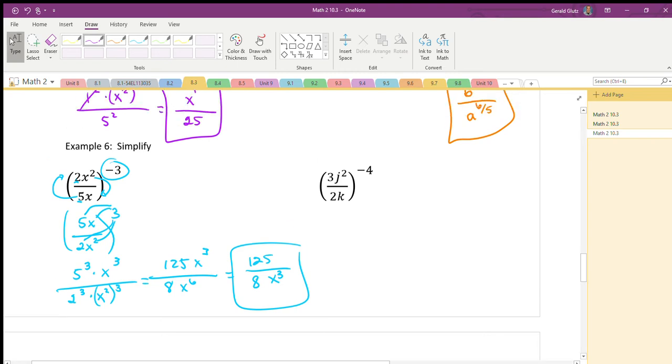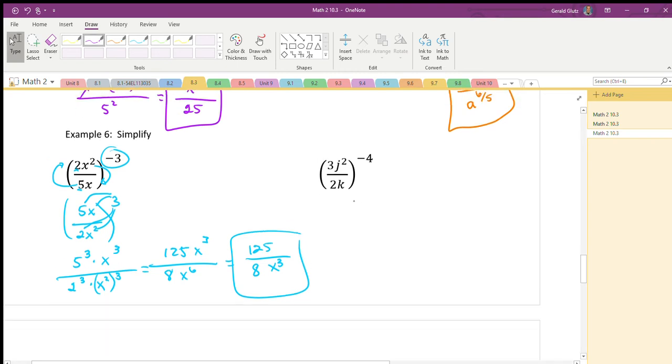So again, I'm going to flip this fraction first. So 2k will go to the top. 3j squared will move to the denominator. And now this becomes a positive exponent since I took the reciprocal. So this 4 goes to every single term. So I have 2 to the 4th times k to the 4th divided by 3 to the 4th times j squared to the 4th.